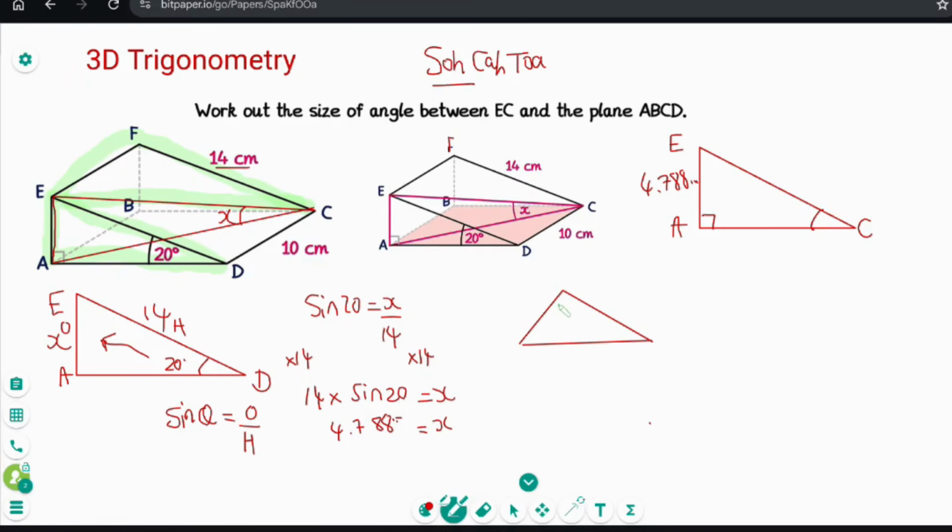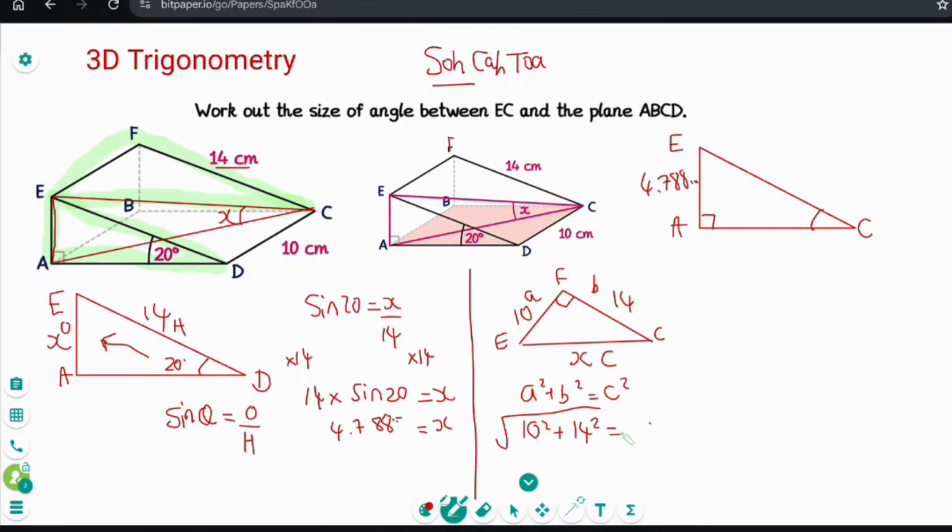with a right angle here because it's from a rectangle. FC is 14. EF is the same as DC, which is 10. There's our unknown. So can you see it's Pythagoras? A squared plus B squared equals C squared. So 10 squared plus 14 squared, square root will give us C.